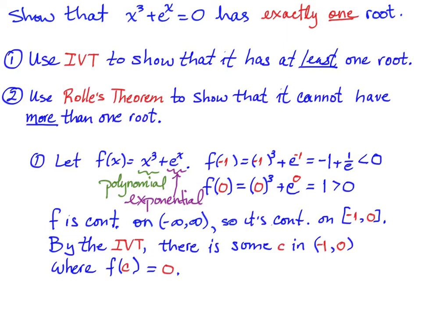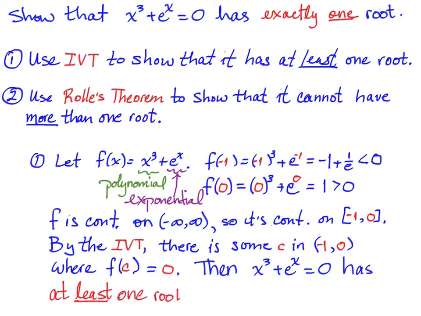All right. So that means the equation we're looking at, x to the third plus e to the x equals 0, has at least one root. Okay, we showed that it crossed the x-axis at least once. In fact, it crossed somewhere in between -1 and 0. So now what we need to do is show that it can't cross the x-axis again. It can't cross the x-axis more than once.